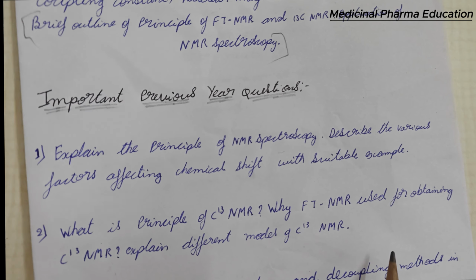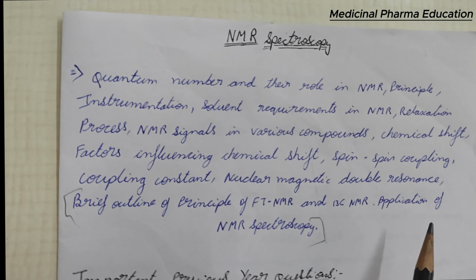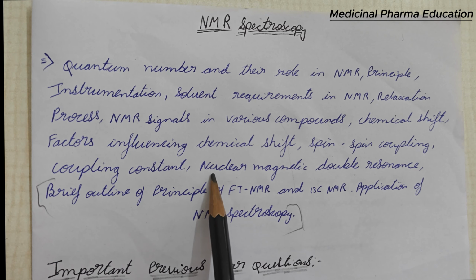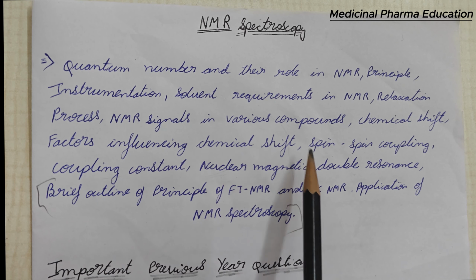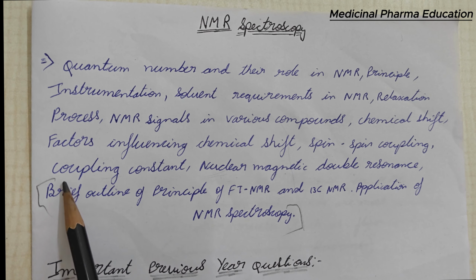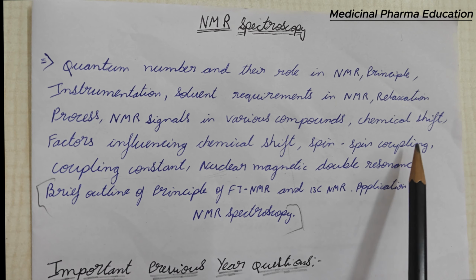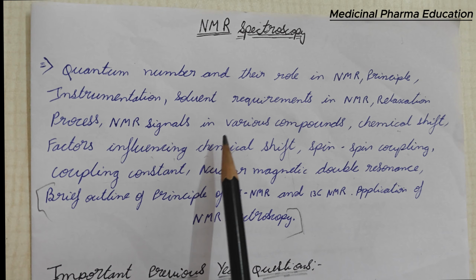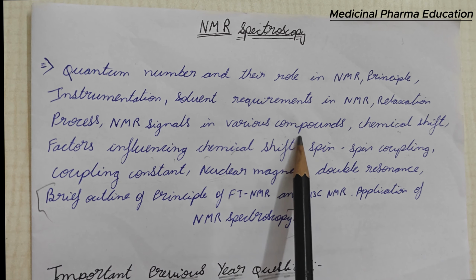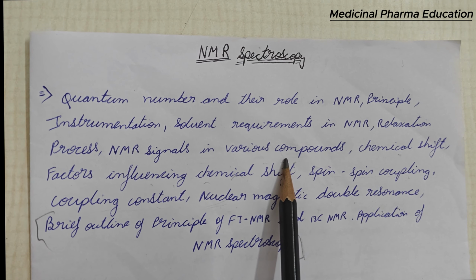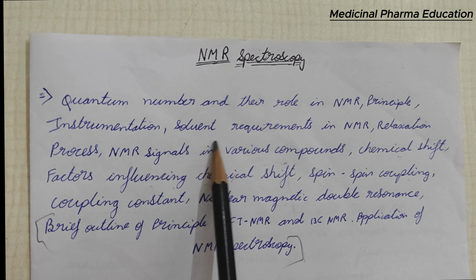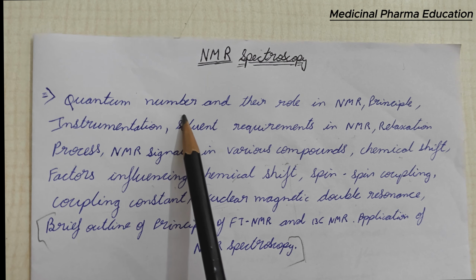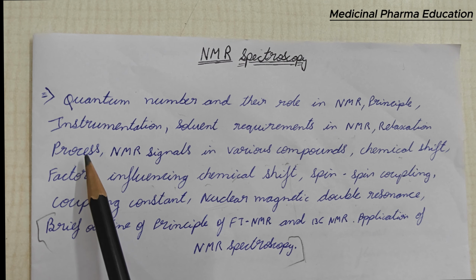As I said, almost every topic is repeated. This topic has repeated in this year's 2025 paper. Spin coupling is also important, factors affecting chemical shift are important, chemical shift is important, and NMR signals in various compounds they have also asked. The relaxation process they have not asked. Solvent required in NMR they have asked. Instrumentation and principle they have asked. Only the quantum number and its role and the relaxation process have not been asked.